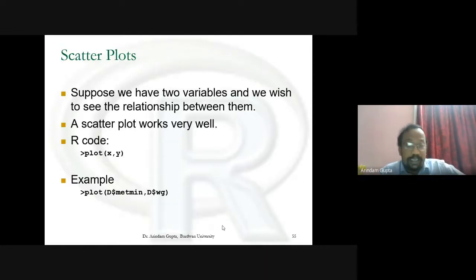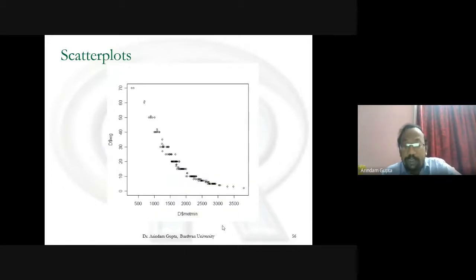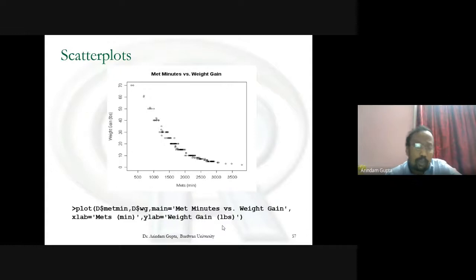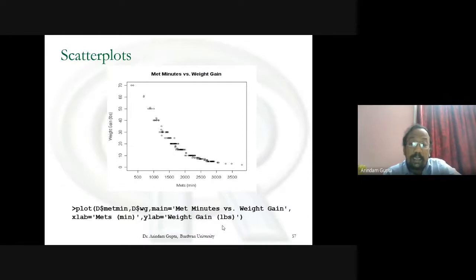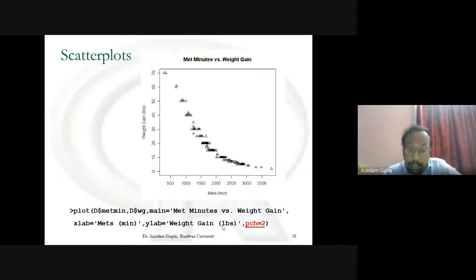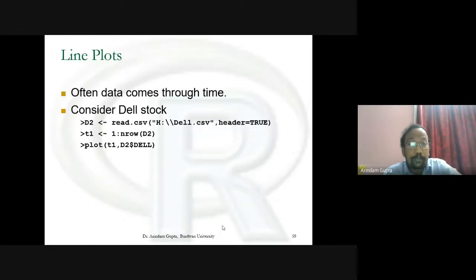Scatter plot, very easy. Suppose we have two variables and we wish to see the relationship between them. A scatter plot works very well. The R code is plot(x, y). For example, for this data set, plot within brackets the first variable, comma, the second variable. It draws this scatter plot. You can change the title, the name of the x-axis, the name of the y-axis. Type also, l is for line, or p is for points. Many types are there. Line plots.